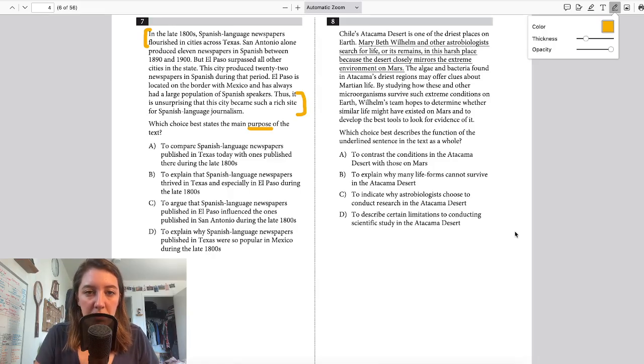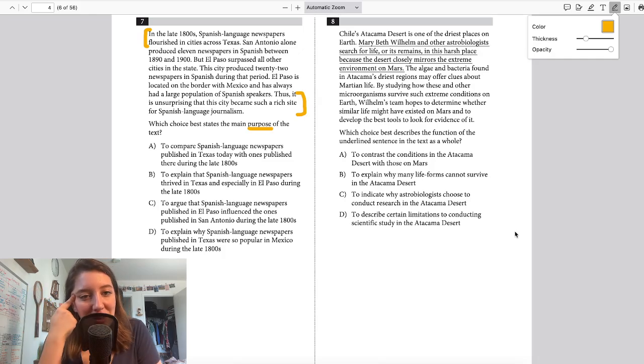The prediction I would make before I even read the answer choices is to say that this is a paragraph detailing how whatever city this is became such a rich site for Spanish language journalism, right? Because they're summing it up very nicely for us at the bottom. So probably we're going to look for something like that in the answer choices. So A, I'm just going to pretend I'm not going to read the rest of it and we're going to make a quick guess and then we'll go back through and double check whether or not our quick answer was correct.